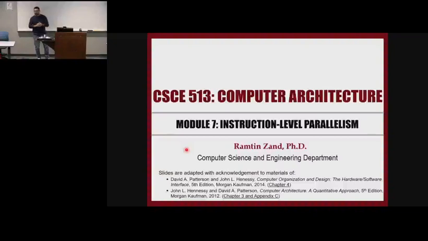Parallelism. It's from chapter 4 of Patterson and Hennessy's Computer Organization and Design, as well as Appendix C, and chapter 3 of the Computer Architecture: A Quantitative Approach book. Appendix C has a lot of overlap with chapter 4 of Computer Organization and Design. Okay?